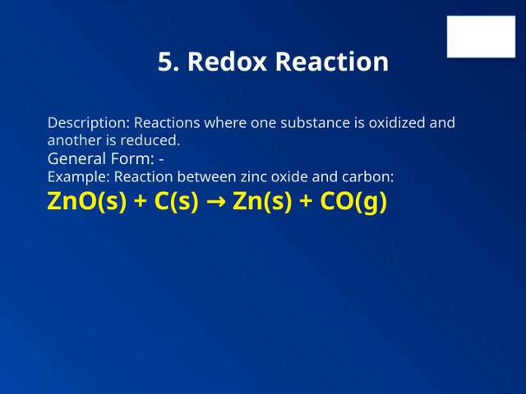This example highlights how reduction and oxidation happen together. The zinc in zinc oxide is reduced, and the carbon is oxidized. Understanding redox reactions helps us grasp many processes, from corrosion to energy production in batteries. It's a key concept that ties into the broader theme of chemical reactions and how substances transform during these processes.